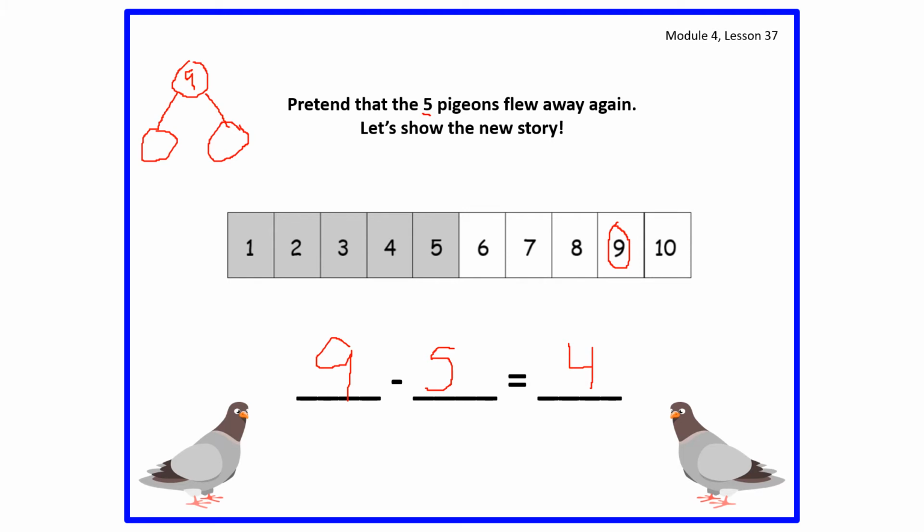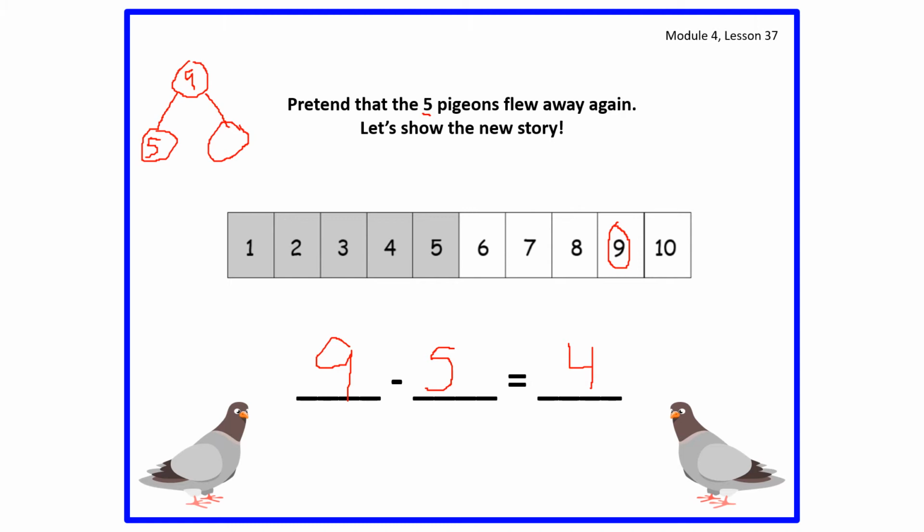You're right, they flew away. They were probably going to find some food or take a break. So one of the parts is 5. So the 5 represents the 5 pigeons that flew away. So what's my other part? If you take a look at our number sentence, what's the other part?